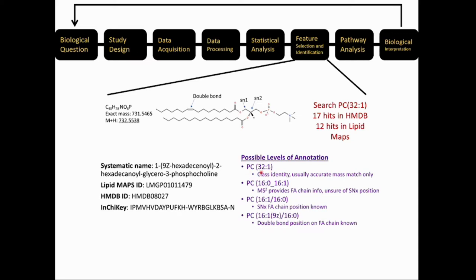And then you can annotate the lipid at different levels. So you can just annotate the composition. For example, this would be PC 32:1, a phosphatidylcholine with 32 carbons and one double bond, but you don't know how those chains are distributed and where the double bond is. Or you can go all the way to in-depth annotation of each lipid. So you're going to see that some lipids we can annotate better than others, depending on the specific experimental data.